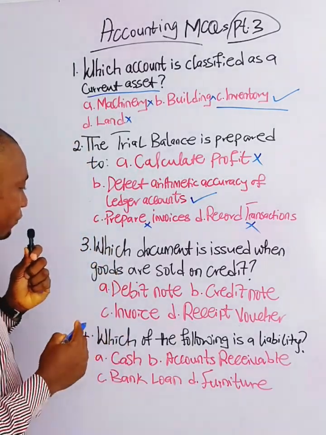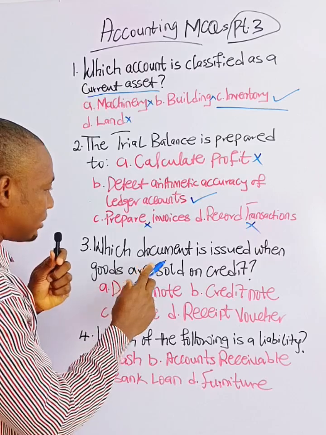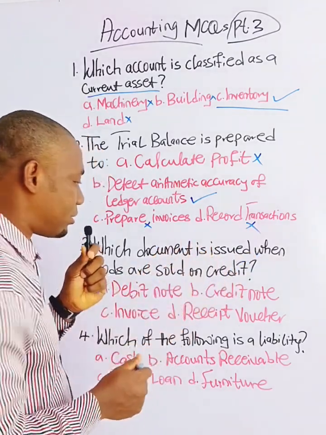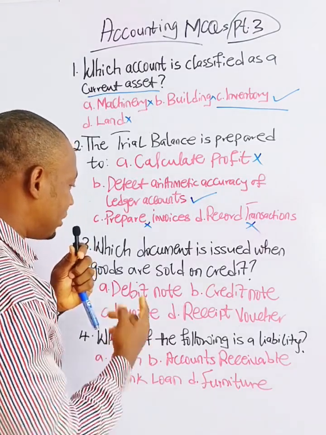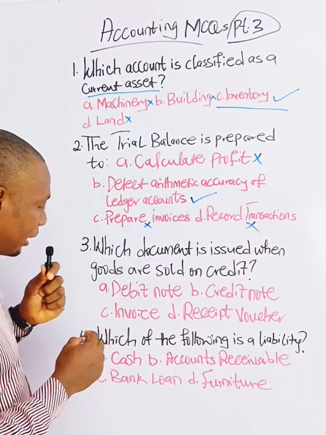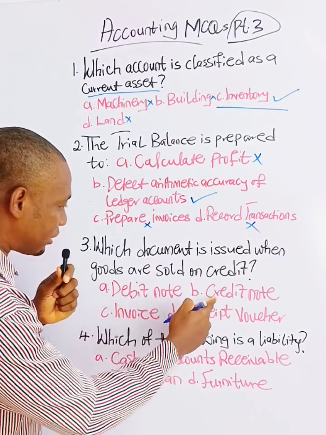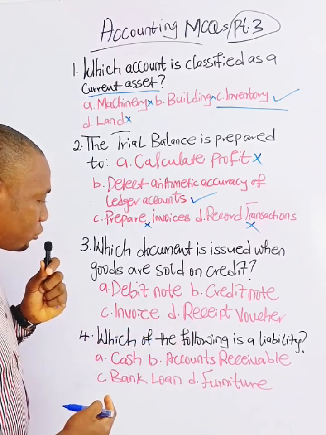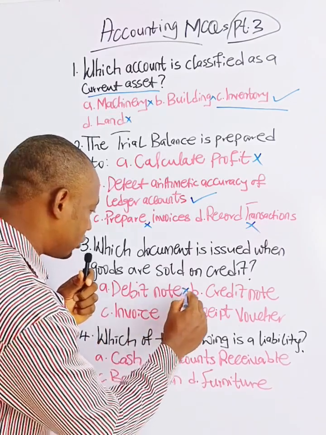All right, let's consider number 3. Which document is issued when goods are sold on credit? Let's consider the options. A, debit note. B, credit note. C, invoice. D, receipt voucher.